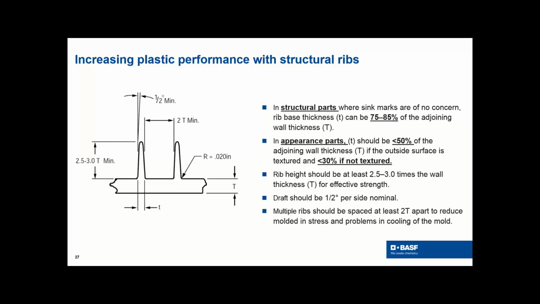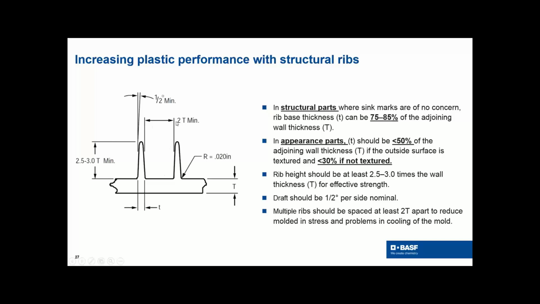So getting back to ribs, and again, this is another good one for your files. We'll go over just some basic rules of thumb. First of all, your ribs should be thinner than your main wall thickness, usually 50 to 80% of the wall. Next, you want to have a rib that is somewhat high. You don't want a real short rib. It's not going to help you much. So you want to be at 2 to 3 times the wall thickness here.